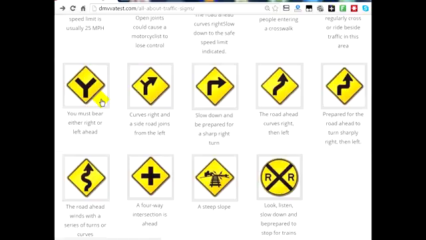When you see this sign with a Y in it, you can either go right or left, and that you have to be prepared to make that decision. This sign says that in the middle of the curve there is a road connecting to the curve, so you have to pay attention to oncoming traffic and take that curve with caution.